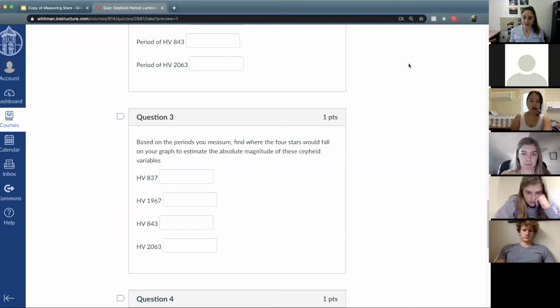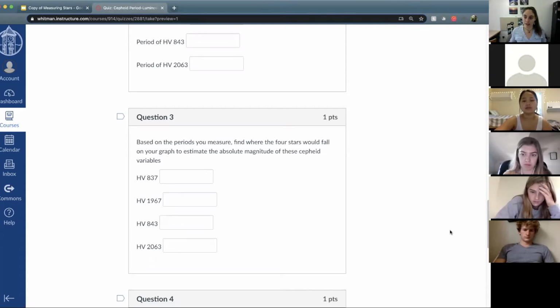Can just wait and see. Someone can share what was the absolute magnitude you found for HV 2063. So Bailey got around -4.3. I think I got around -4.1, but somewhere around there.